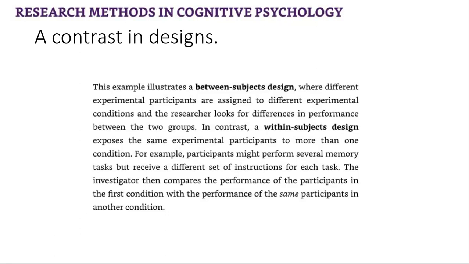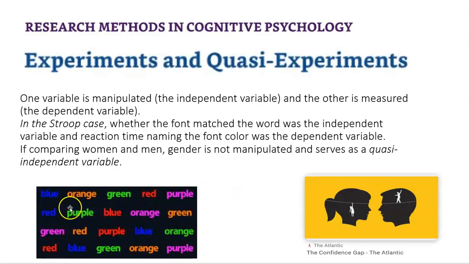So if I had people performing some puzzle in 65-degree conditions versus 95, and everybody does just one thing, that's a between participants design. In contrast, a within design exposes the same participants to more than one condition. They might perform several memory tasks but receive different instructions for each task. This Stroop test, I flew through all these. That was within participants. I got both blue matching blue and then the blue font saying red. I got both conditions. That's within if I have both. But on the other hand, if someone does just one condition, it's between participants.